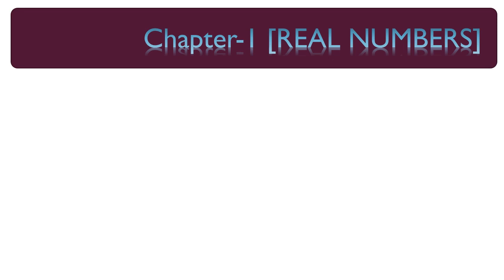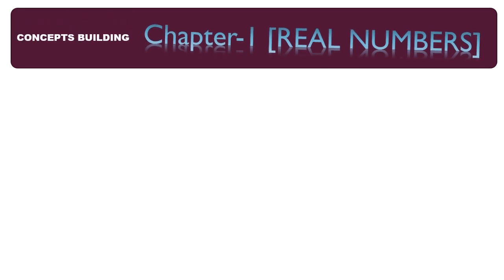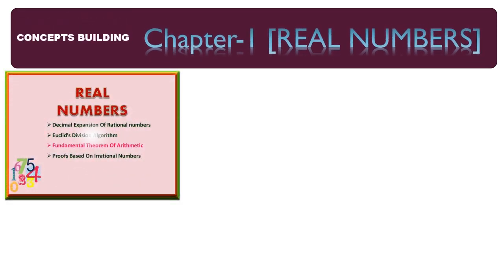So students, let's start with chapter number 1, real numbers. And you know this thing, under this chapter we have a total of 4 topics: decimal expansion of rational numbers, Euclid's division algorithm, fundamental theorem of arithmetic, and proof based on irrational numbers. But out of these 4 we are going to discuss only these 3 topics, as you know Euclid's division lemma has been deleted from your syllabus.